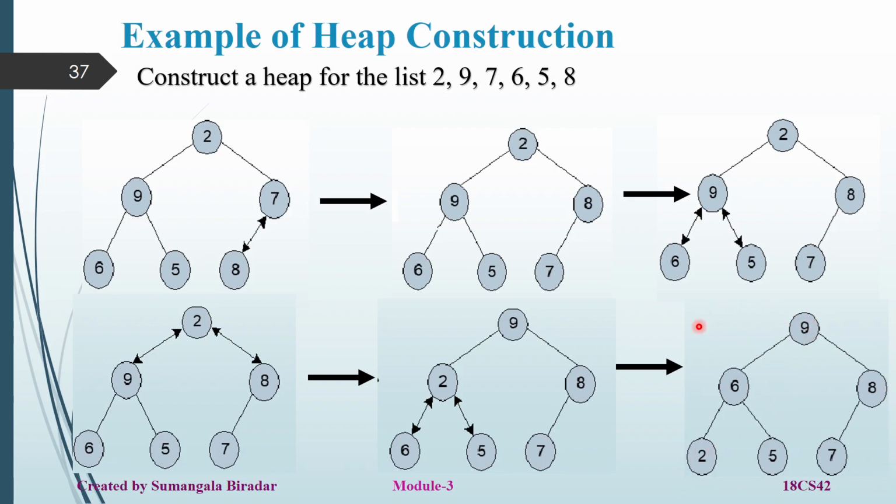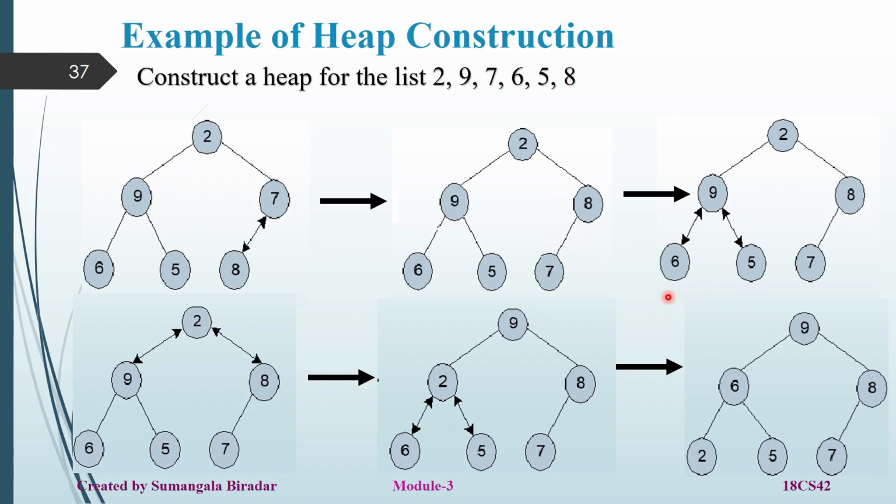So now in this way, you have to check whether it is a Heap tree or not. If it violates the parent key and child key values condition, then simply you swap those values. After swapping, if you get the Heap tree, then you stop. Otherwise, you have to repeat until you get the solution here. So in this way, you can construct a Heap tree here.